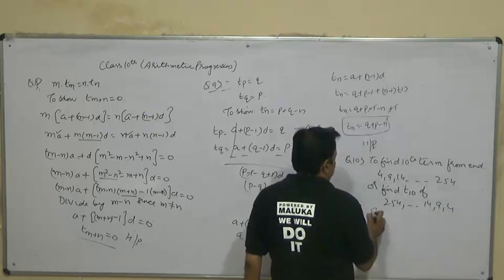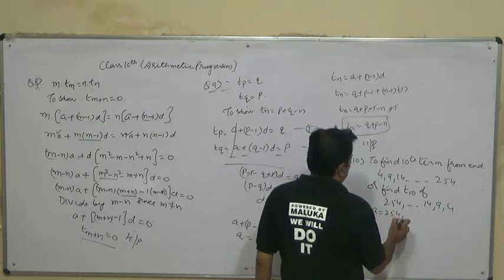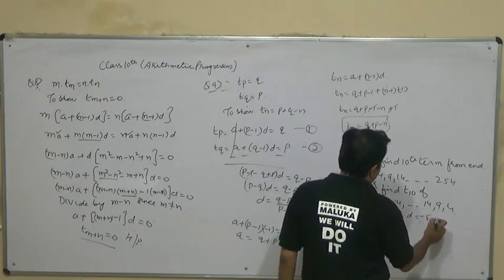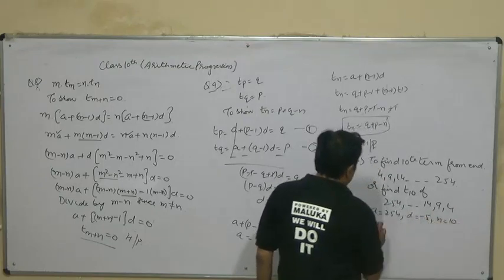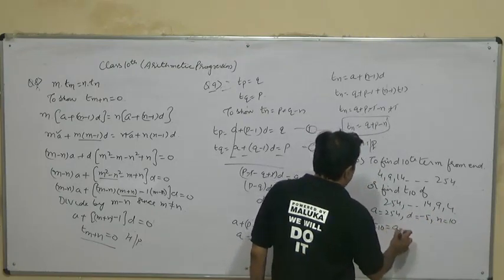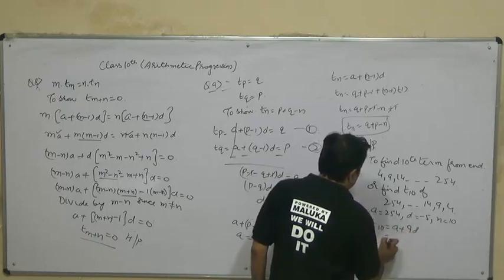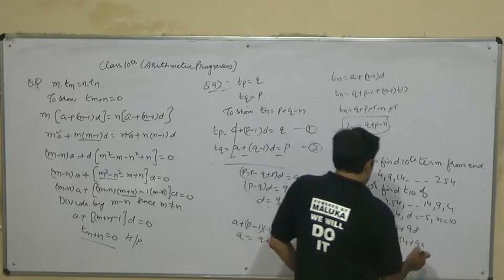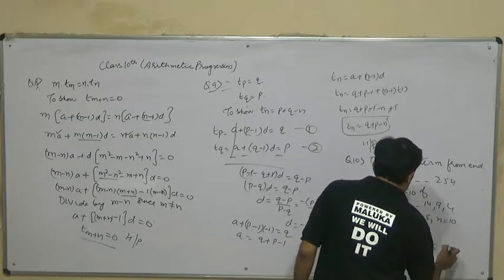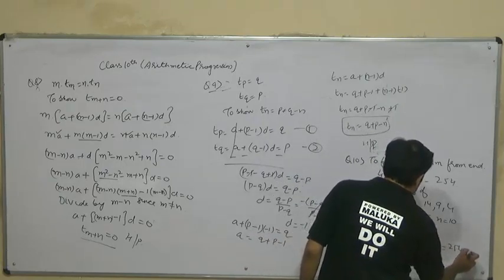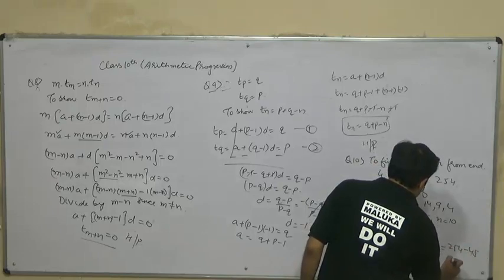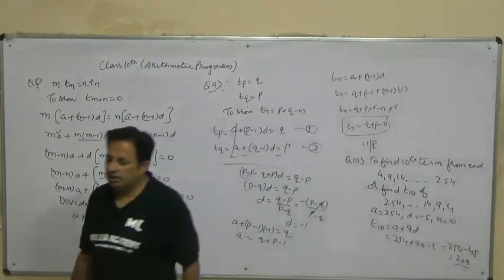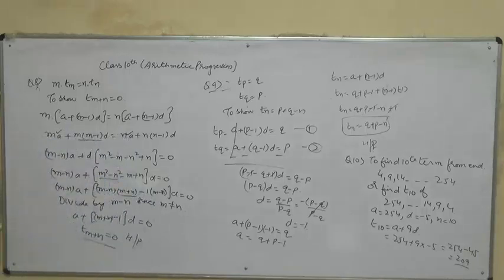So what will be a here? 254, d will be minus 5, n is equal to 10. So T10 will be equal to a plus 9d, which is 254 plus 9 into minus 5. So which is 254 minus 45, which is 209. So the answer we got is 209.